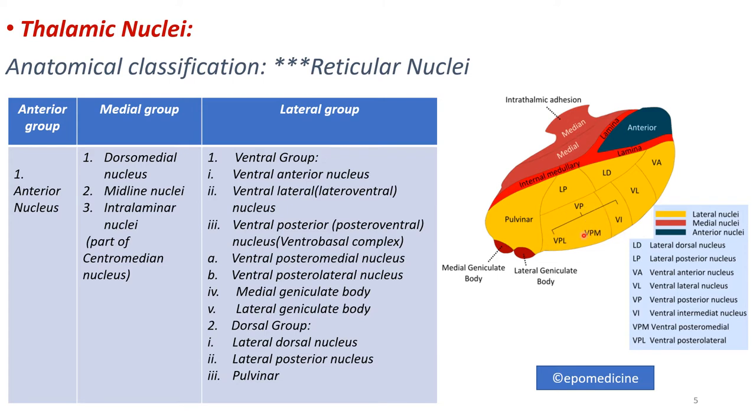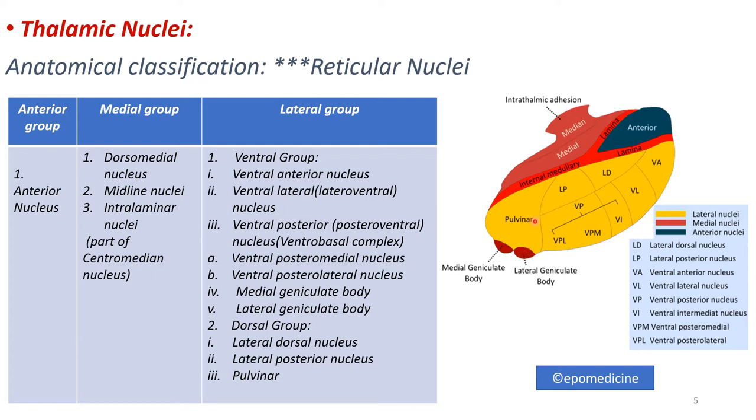This is a very important nucleus. Almost all the nuclei are very important, and this is one of them. Again, the ventroposterior nucleus or ventrobasal complex is divided into ventroposterolateral and ventroposteromedial. Then we have two collections of nuclei which are slightly in the lower portion, but in the ventral, they are considered to be part of the ventral group. They are the medial geniculate body and the lateral geniculate body. Earlier they were not considered part of the thalamus, but now it has become very clear they are grouped in the thalamus.